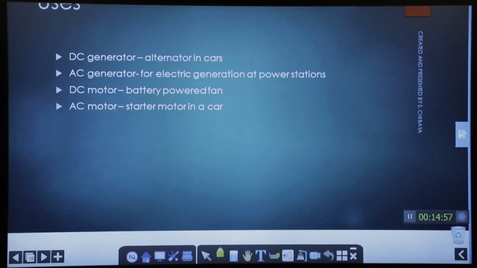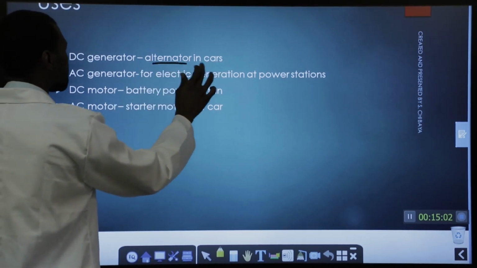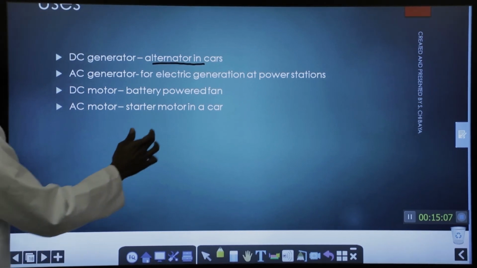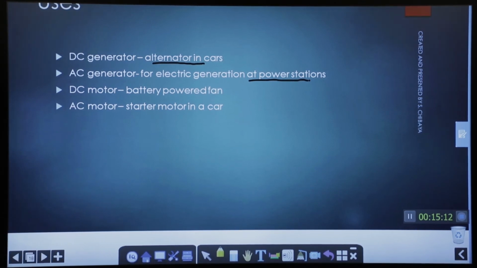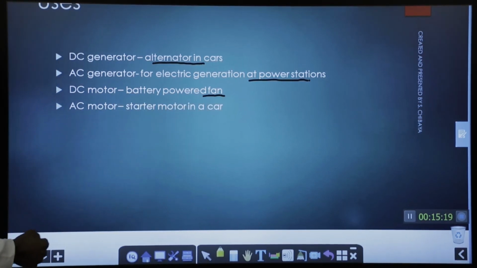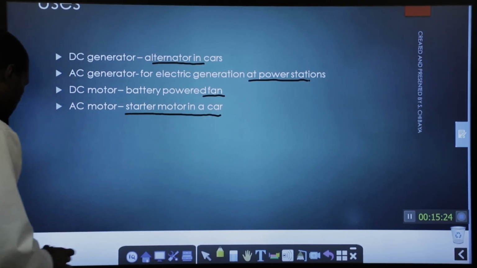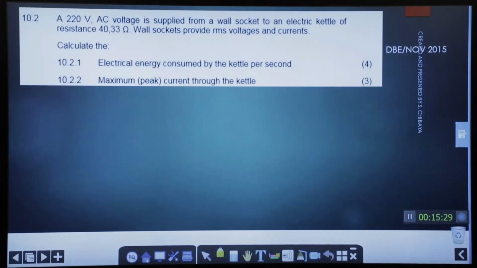Uses: a DC generator, like the alternator in cars; an AC generator, electric generation from power stations, hydropower stations; and a DC motor, like the battery powered fan, it's in one direction. An AC motor, like your starter motor for a car, it changes in direction. In your exam, you're required to be able to give an example of any of these.